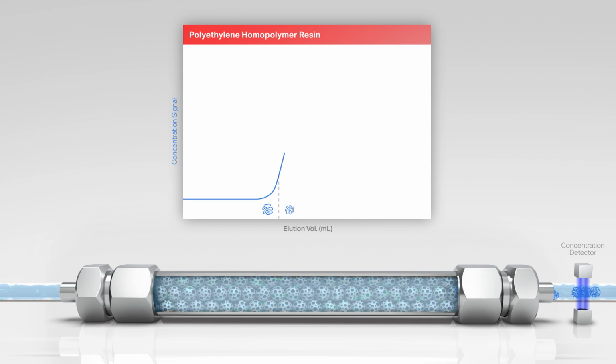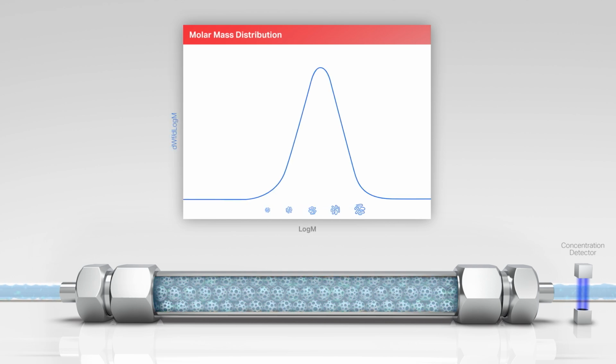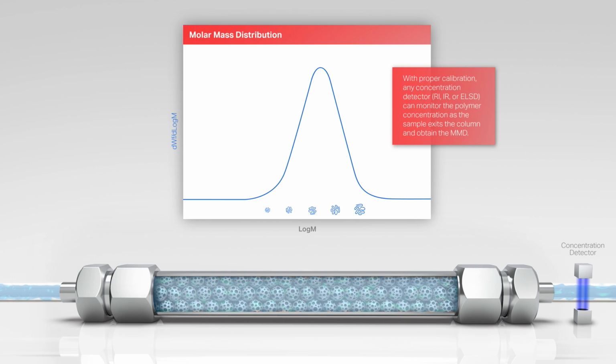At the end of the process, we obtain a full molar mass distribution curve, which unequivocally characterizes the microstructure of this resin. In this case, with proper calibration, any concentration detector, whether refractive index, infrared, or evaporative light scattering, is capable of monitoring the polymer concentration as the sample exits the column and thus obtain the MMD.